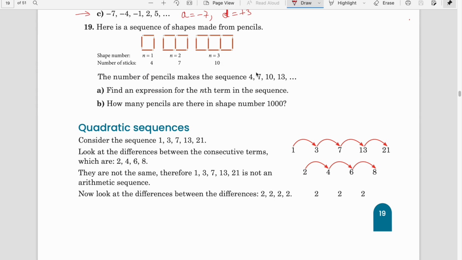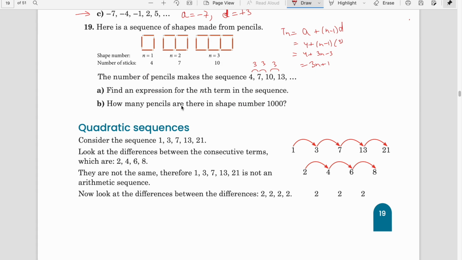Now we're looking at 4 and 7. I see there's an increase of 3. 7 and 10, increase of 3. 10 and 13, increase of 3. So a plus n minus 1 into d. Where do we use this formula? Only when the sequence is linear. It is increasing by the same number or decreasing by the same number. So first term is 4, n minus 1 and the difference is 3. We simplify 4 plus 3n minus 3 and this gives 3n plus 1.